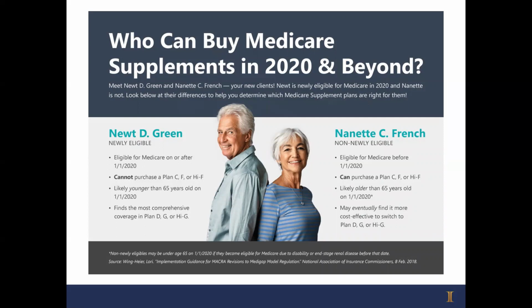So going back to MACRA, we have two clients here. We have one who was newly eligible on January 1st of 2020, and we have one who was eligible prior to January 1st, 2020. As you can see, the newly eligible is not able to enroll into a Plan C, F, or high deductible F, because those are the three that cover the Part B deductible. The non-newly eligible is able to purchase a Plan C, F, or high deductible F, even if she wasn't on one previously. If she was on, say, a Plan N prior to 2020, and she wants to switch over to a C or F, she's able to do that.